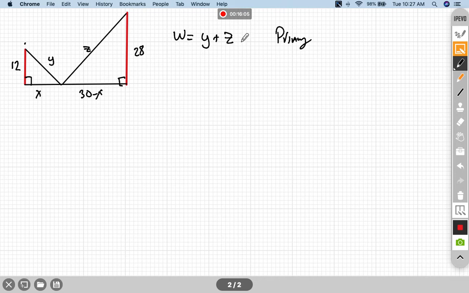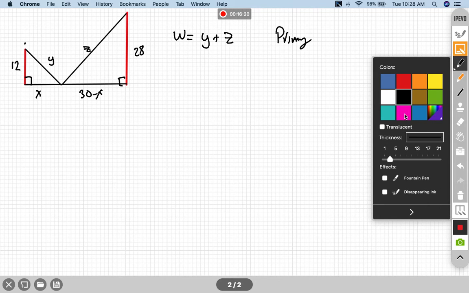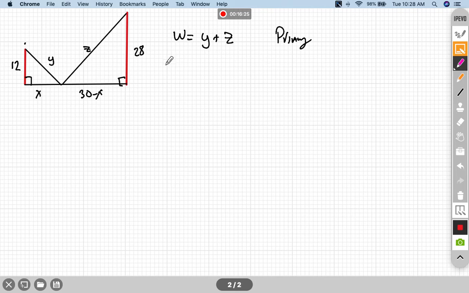But in this case, we need to get this down to one variable. And I can't really get y in terms of z or z in terms of y. So that's why I'm going to use a third variable here. We're going to use good old Pythagoras and say for y, y squared equals 12 squared plus x squared. So y equals the square root of 144 plus x squared.